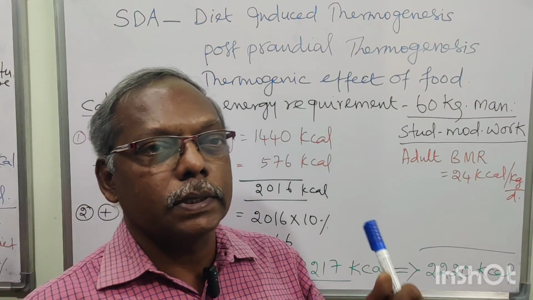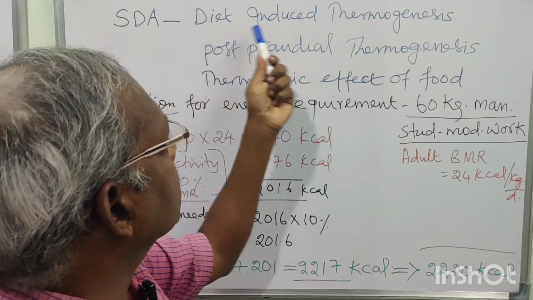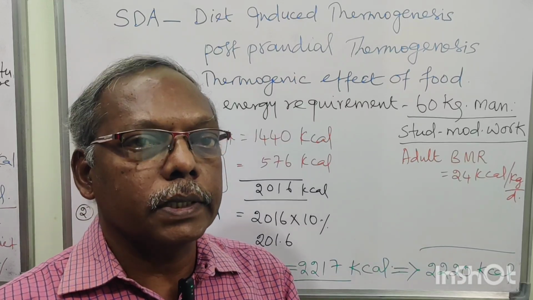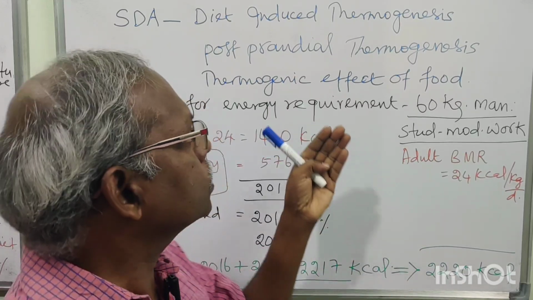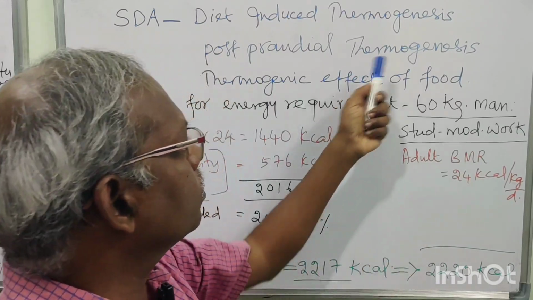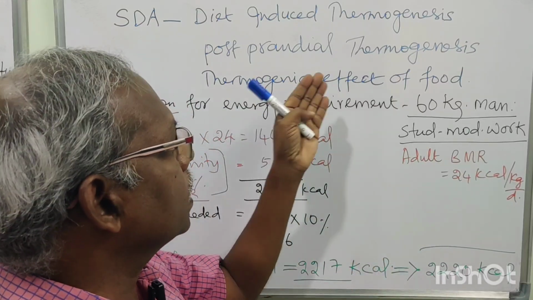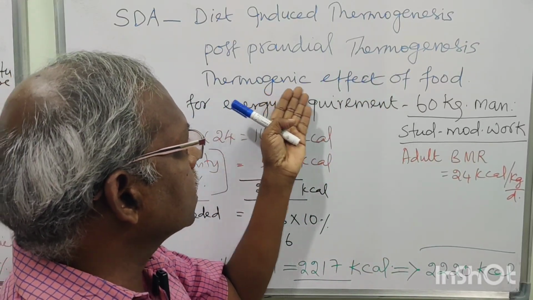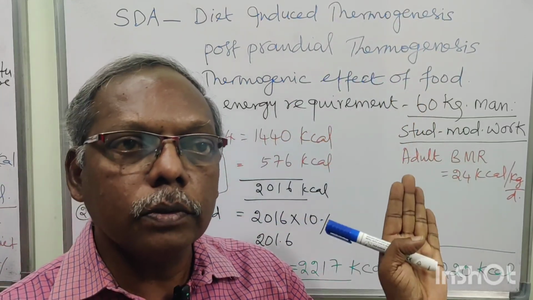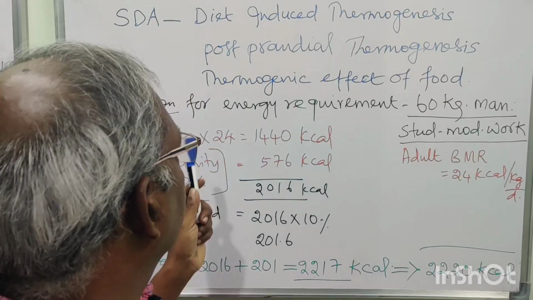Sometimes some universities ask this question in a different way. SDA is also called diet induced thermogenesis, because heat production is there. Another name is postprandial thermogenesis, because it occurs after food. The next is thermogenic effect of food. All 3 are the same as specific dynamic action, the other names of SDA.